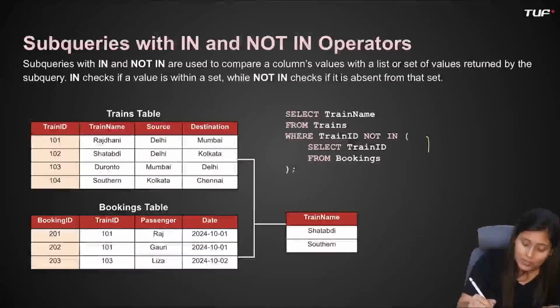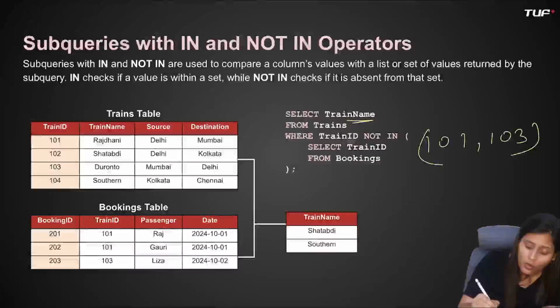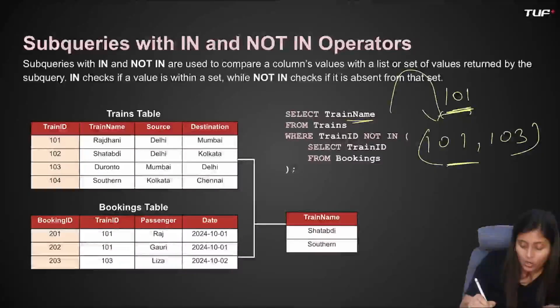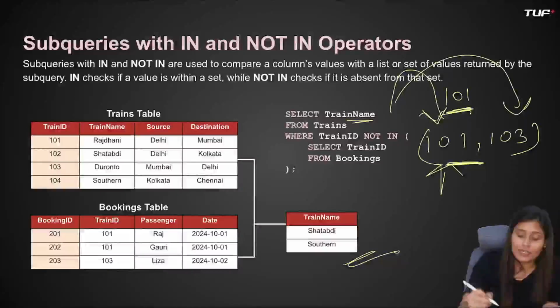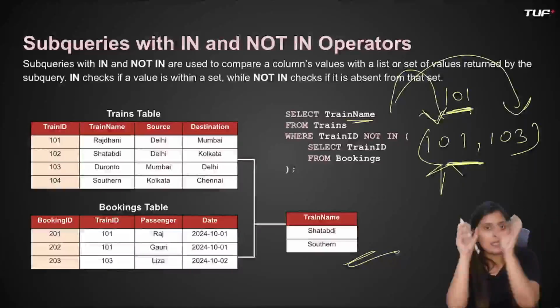Let's suppose you have the resultant 101 and 103. It will always match: is 101 there in the list or not? Yes, it is there, so it will consider it in the result. Is 102 there? No, it's not there. Is 103 there? Yes. So basically the IN operator checks the presence.